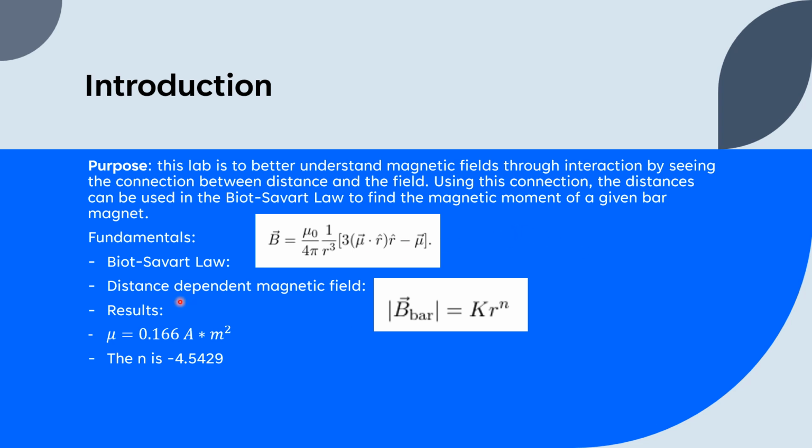The fundamental equations and concepts are the Biot-Savart law, which is listed here, and the distance-dependent magnetic field equation, which is listed here. An overview of the results is mu equals 0.166 amps times meter squared, and then the n is negative 4.5429.